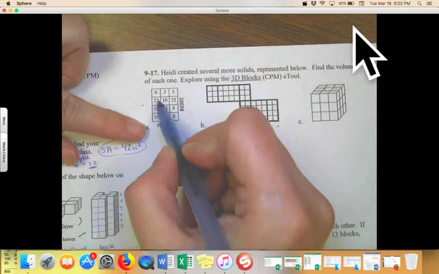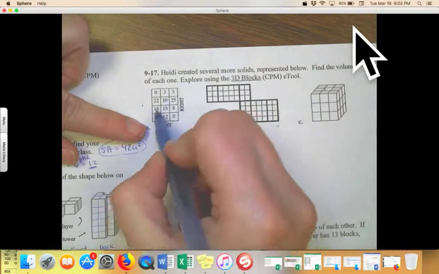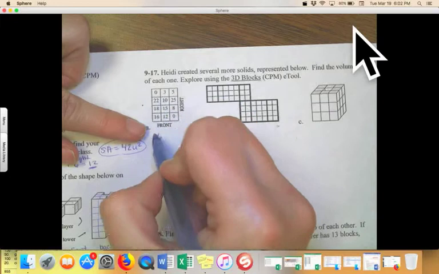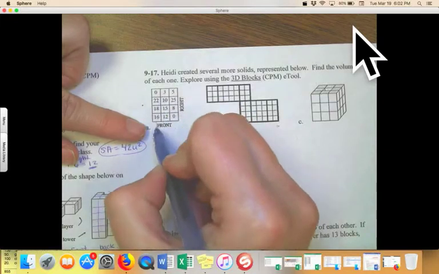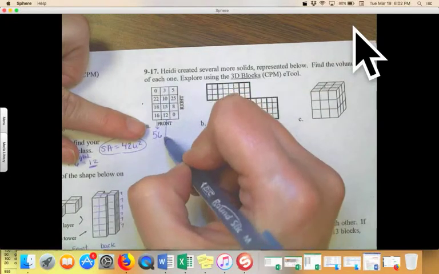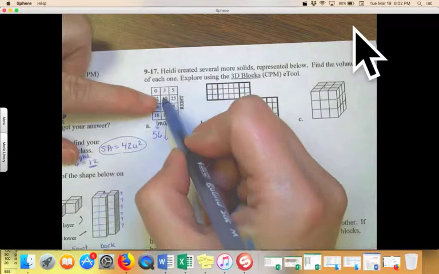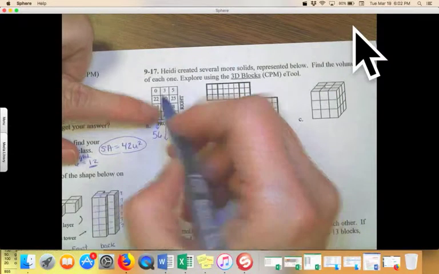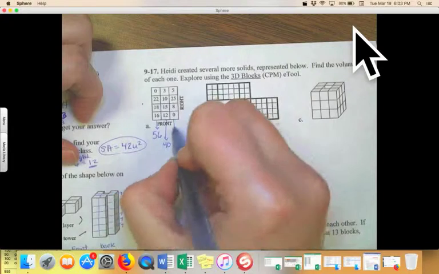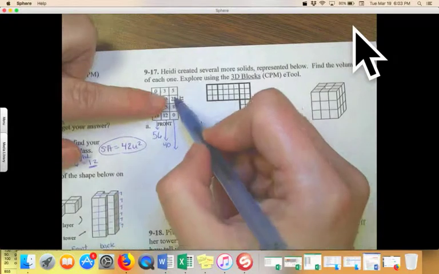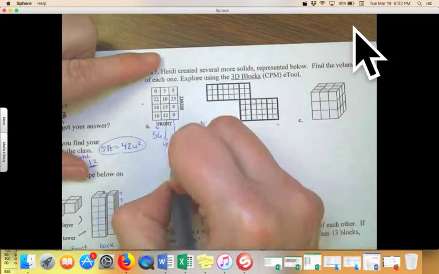So this is 8, 9, 10, 16. Carry my 1, 2, 3, 4, 5. I have 56 in this first row. In the second row, I've got 10, 20, 30, 35, and 40. And in my third row here, 25 and 30 and 38.